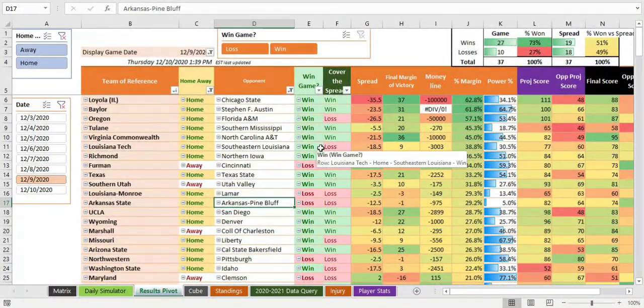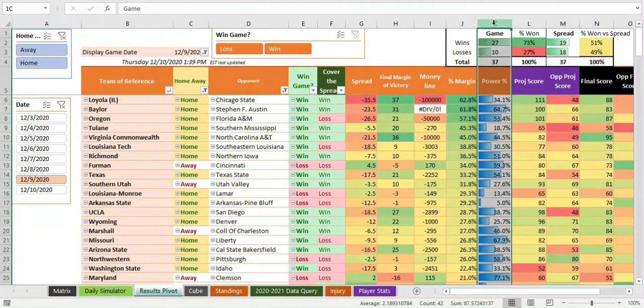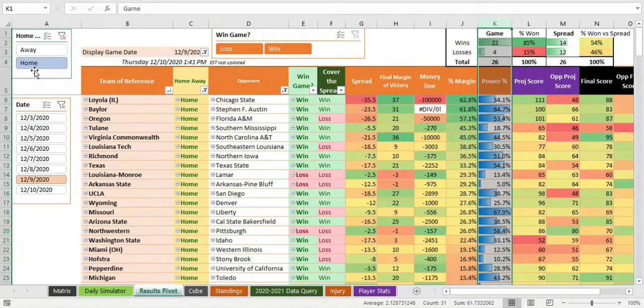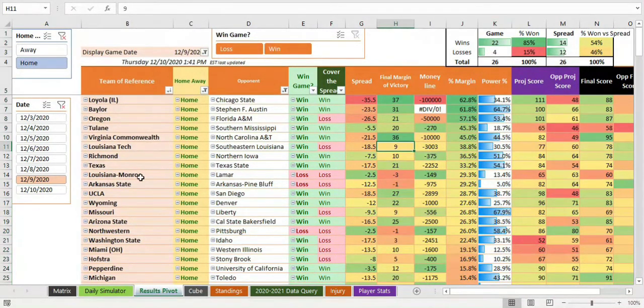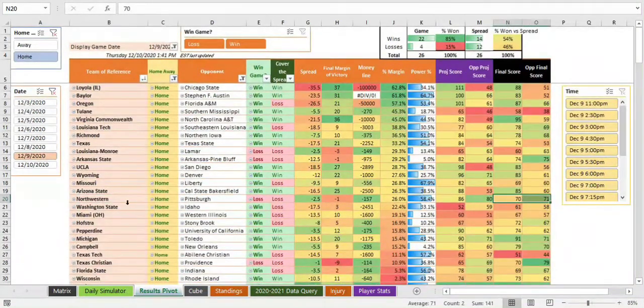All right, so tonight and yesterday, let's first start with yesterday. The ninth, we went 27-10 yesterday. We care more about our home games. Our home games are our more reliable picks when it picks the home team: 22-4. Tough loss for Louisiana Monroe, tough loss for Northwestern, losing 71-70 after leading the whole game and losing that game at home. That's a bummer. But otherwise, I really liked a lot of things that happened.